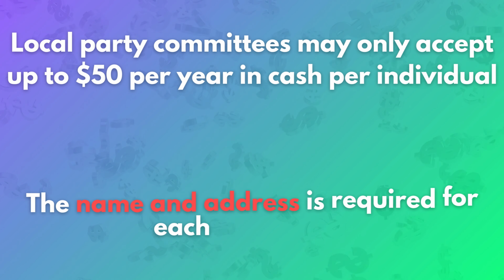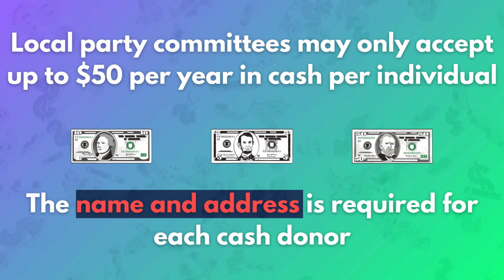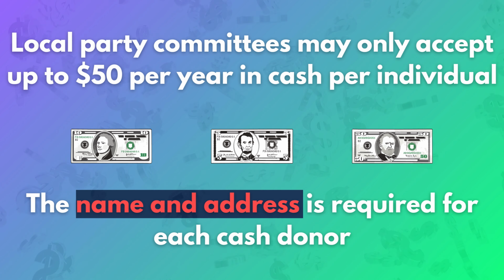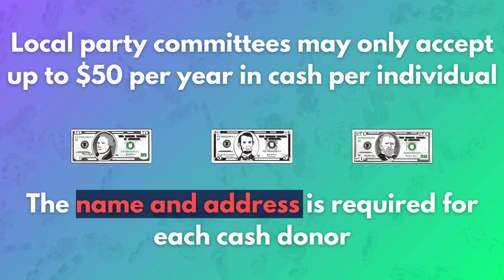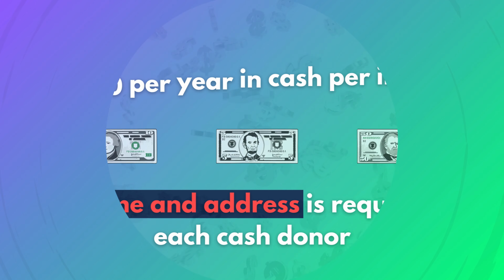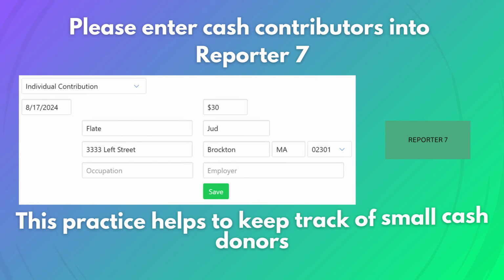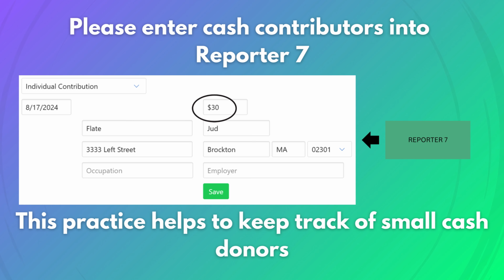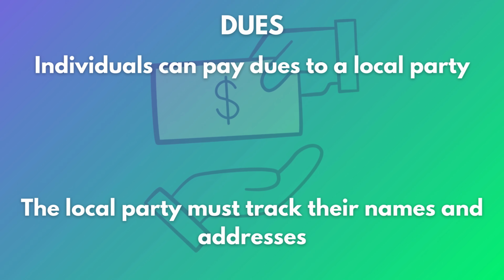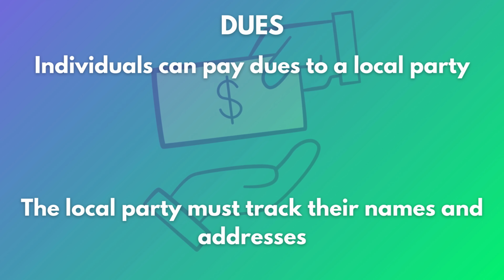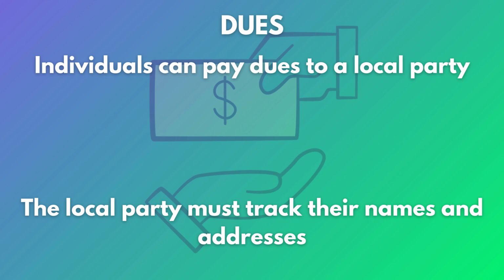Local party committees may only accept up to $50 per year in cash per individual. The name and address is required for each cash donor. Please enter cash contributors into Reporter 7. This practice helps to keep track of small cash donors. Concerning dues, individuals can pay dues to a local party, and the party must track their names and addresses.